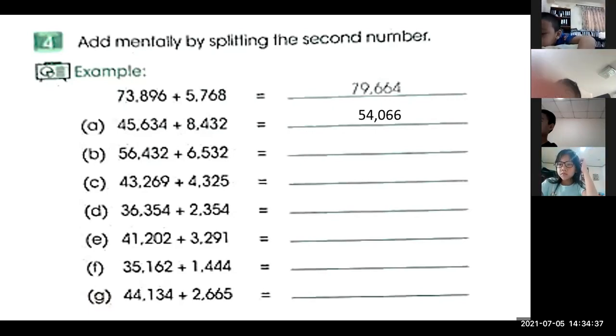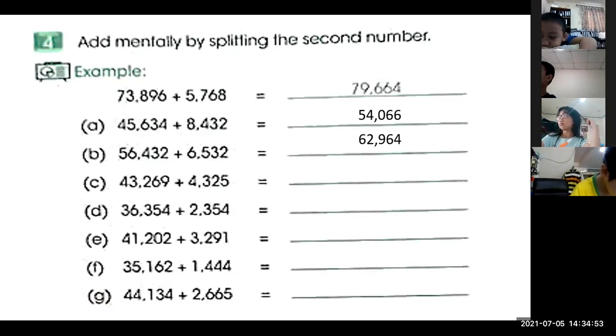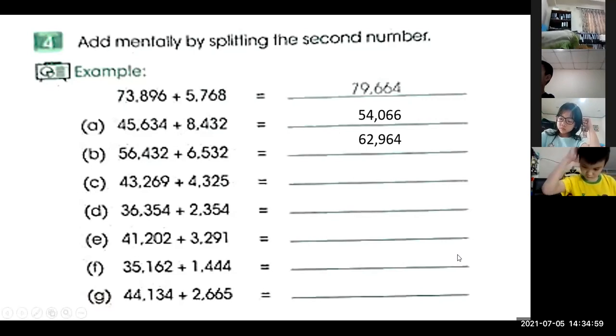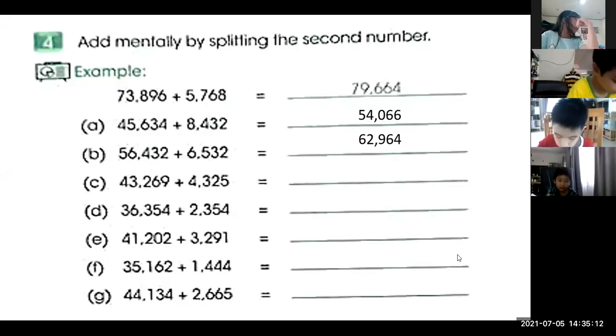Letter B is easy. Only letter A is quite hard. Letter B. Add the thousands place. 62. 62,000. Very good. 62,964. Very good. Letter C. Look at the thousands place. 47. Very good.